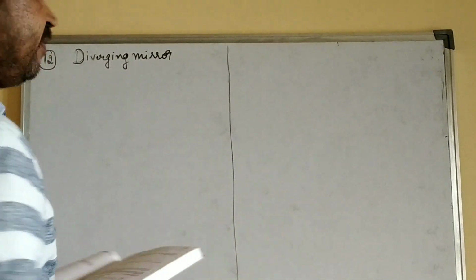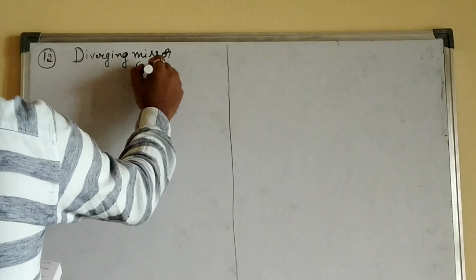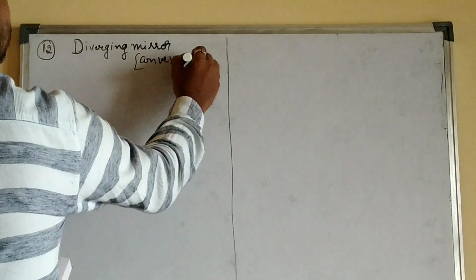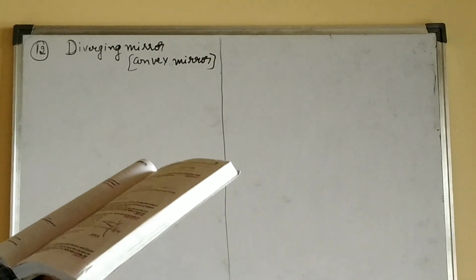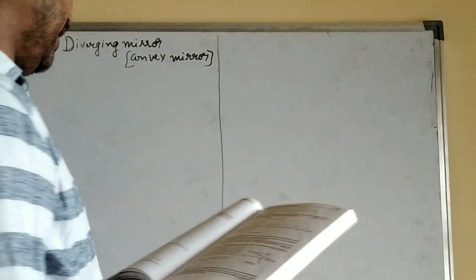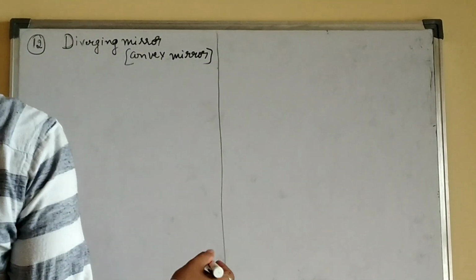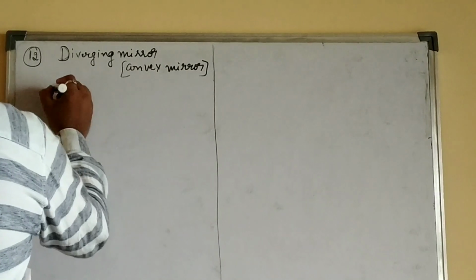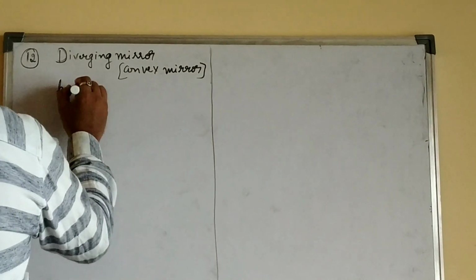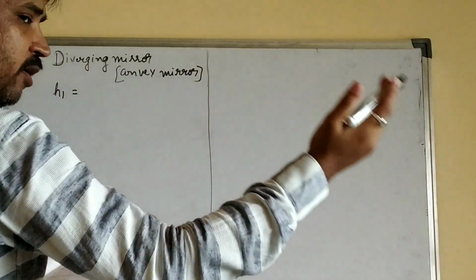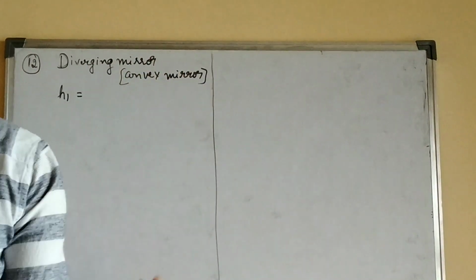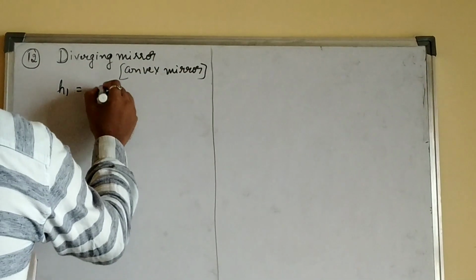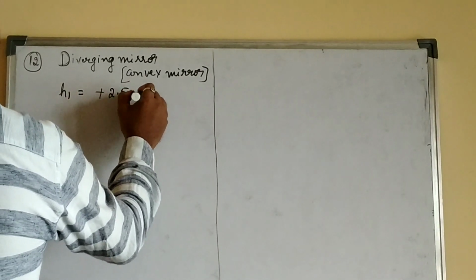So diverging mirror means what? Convex mirror. An arrow 2.5 centimeter high means what? That h1. The object is towards the left side of the mirror, right? In a convex mirror, so above the principal axis. So h1 is equal to plus 2.5 centimeter.